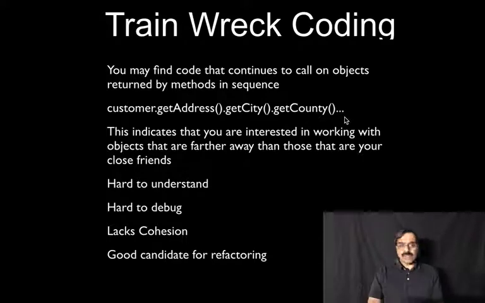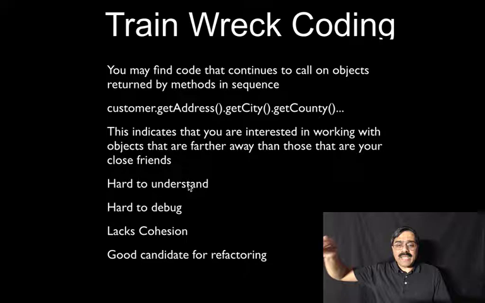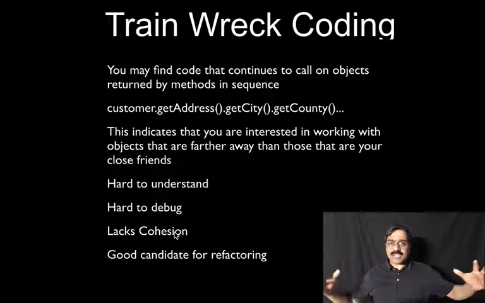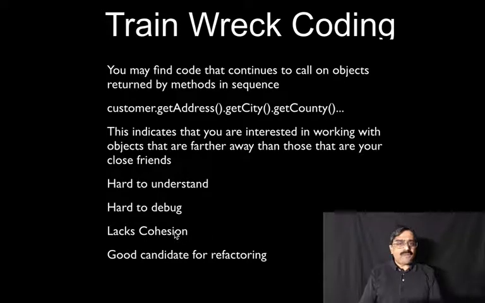What does this tell us? Well, first of all, this code is really hard to understand because you got to sit there and say, oh, I'm going to go through all these layers to make a decision. This is hard to debug. It lacks cohesion because you can see this is all spread out and not very focused. It is also very coupled and very difficult really to work with. This is a candidate for refactoring.